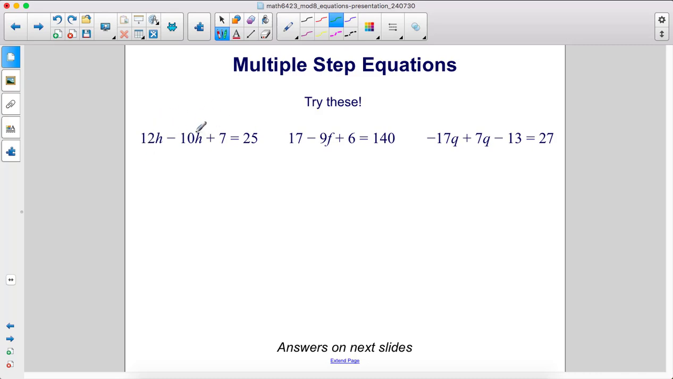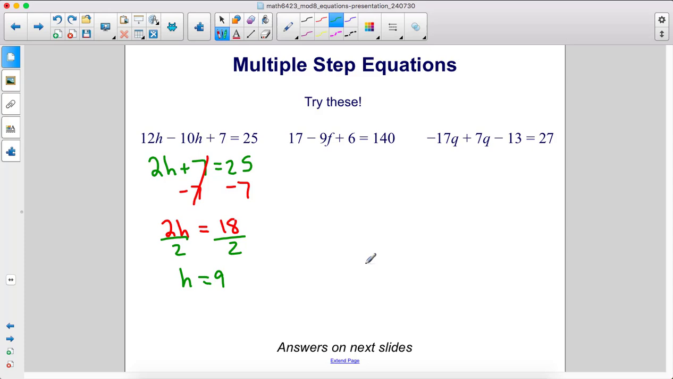Okay, so we're going to do this first one. 12h minus 10h. Well, these are like terms, so we can combine them. 12 minus 10 is 2, so we have 2h plus 7 equals 25. All right, so now we have reverse operations to do. So first we're going to deal with this plus 7. We're going to subtract 7 so that it cancels out, but we have to do that to the other side as well. All right, so now we have 2h equals 25 minus 7 is 18. And then we're going to undo this multiplication by dividing. So therefore h equals 9.